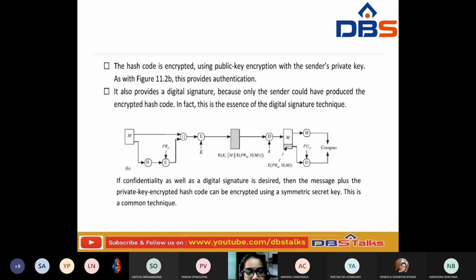So this is the message that is being sent, this is the hash function that is applied here, and this is the encryption key. After that, we generate the digital signature that we are going to apply. So this is the entire encryption, digital signature, and hash function. At the receiver side, it is going to reverse this concept. So whenever confidentiality as well as a digital signature is desired, then the message plus the private key encrypted hash code can be generated using the symmetric secret key. This is a common technique for that.